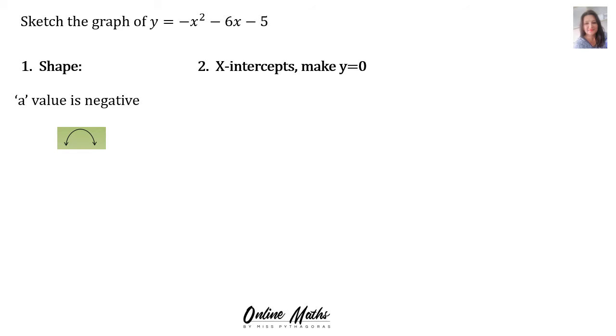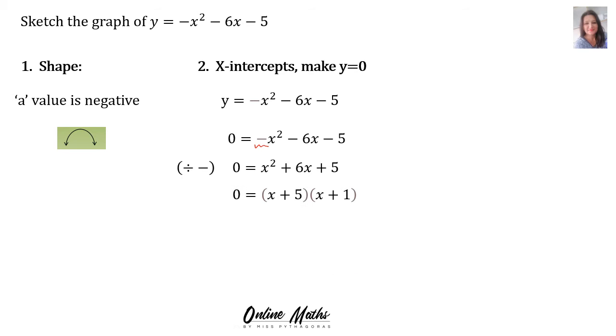2. X-intercepts, we make y equal to 0. There's your equation. When we make y 0, we end with minus x squared minus 6x minus 5. Now I want to factorize, but remember, you can't factorize when there's a minus in front of x squared. So we will divide right through by negative, and we end with 0 equals x squared plus 6x plus 5. And now we can factorize.